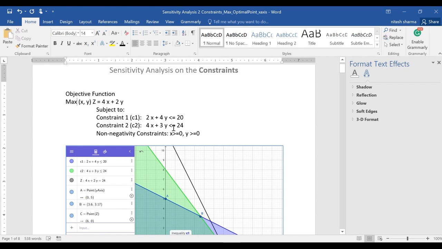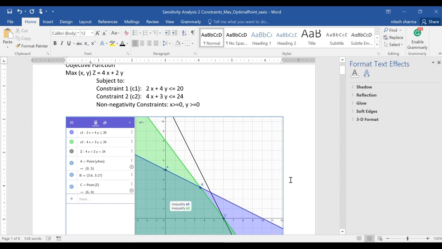Just to brief out, when I say sensitivity analysis on the constraints, that means I need to find out the upper limit and the lower limit of the constants in the equation of constraints. That is, I need to find out the upper limit till which I can increase this value 20, and the lower limit till which I can decrease this value 20. Similarly, the upper limit till I can increase the value 24 and the lower limit till which I can decrease the value 24, in which my optimal solution remains optimal.